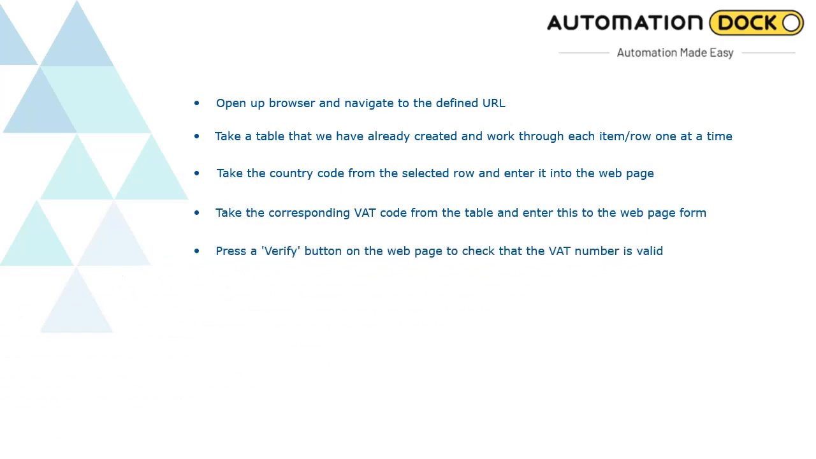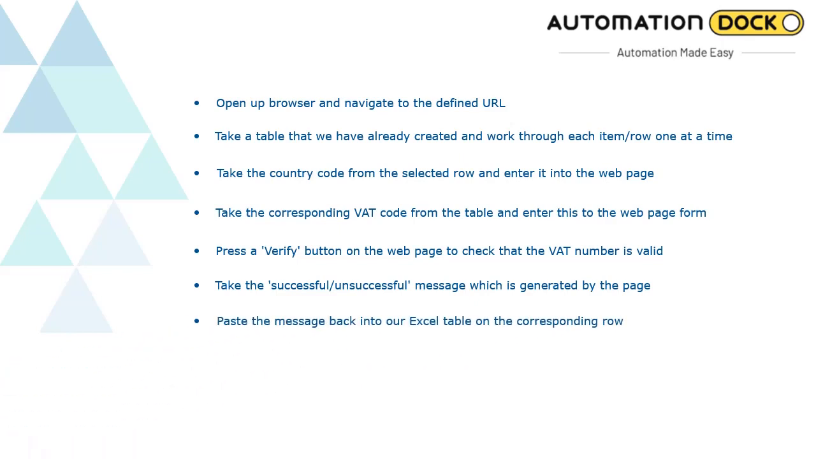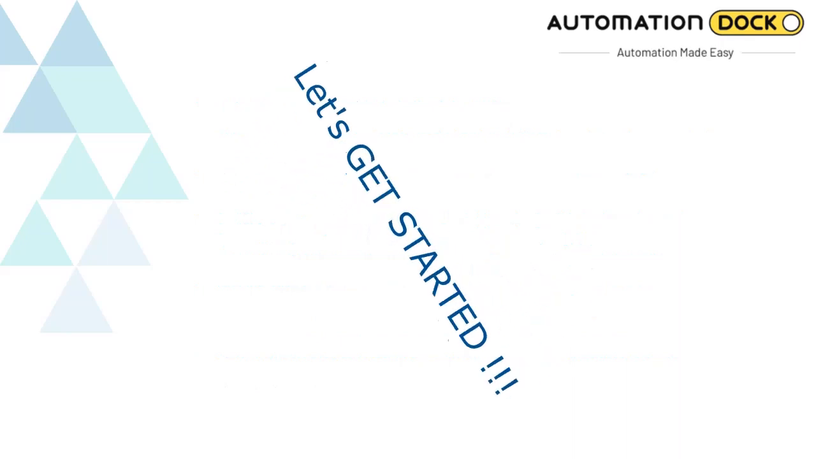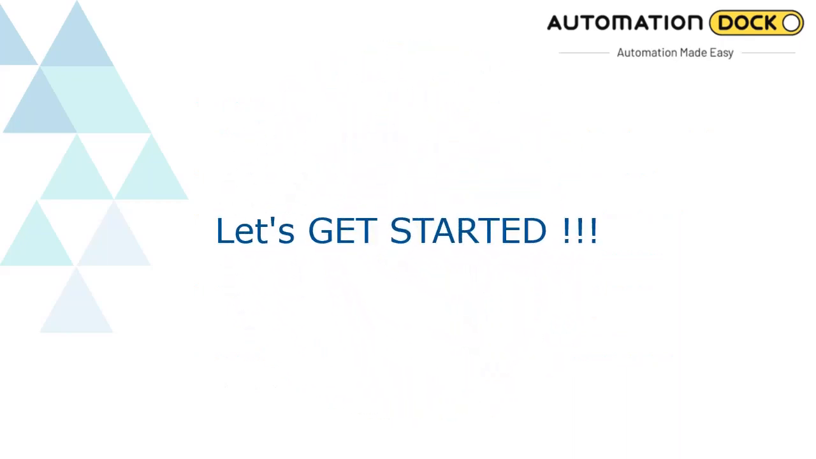Press a Verify button on the web page to check that the VAT number is valid. Then take the successful or unsuccessful message which is generated by the page and paste that message back into our Excel table on the corresponding row. We will perform this task for each row in our table until we have no more data to check. And finally, we will close the browser. Okay, let's get started.